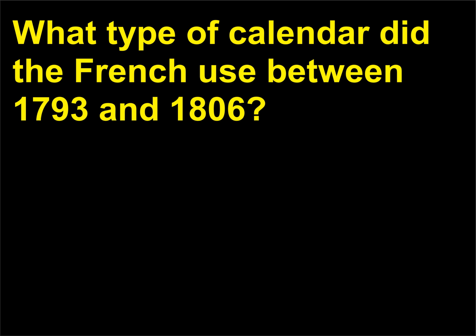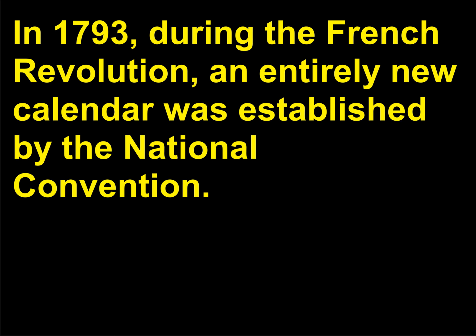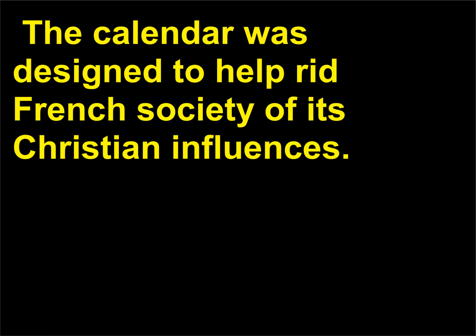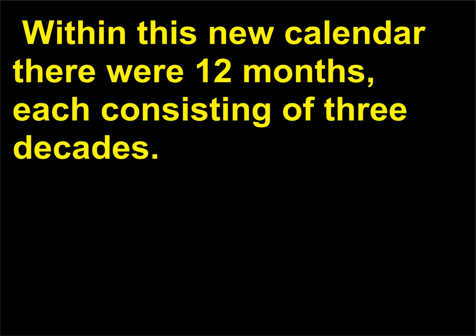What type of calendar did the French use between 1793 and 1806? In 1793, during the French Revolution, an entirely new calendar was established by the National Convention. The calendar was designed to help rid French society of its Christian influences. Within this new calendar there were 12 months, each consisting of 3 decades.